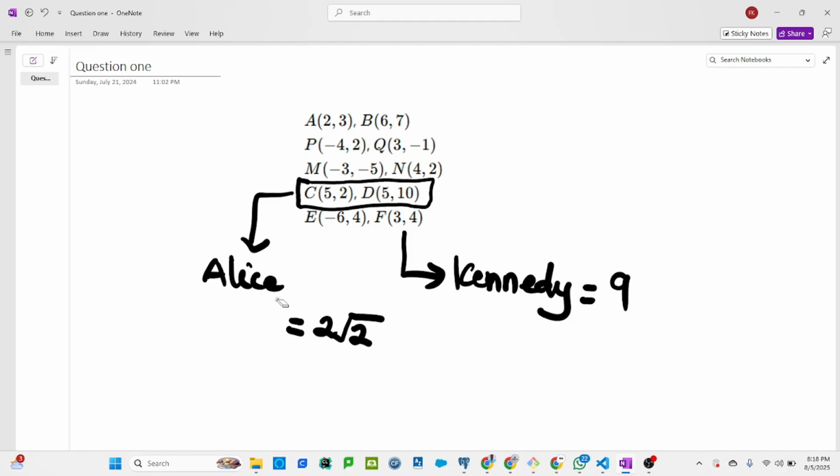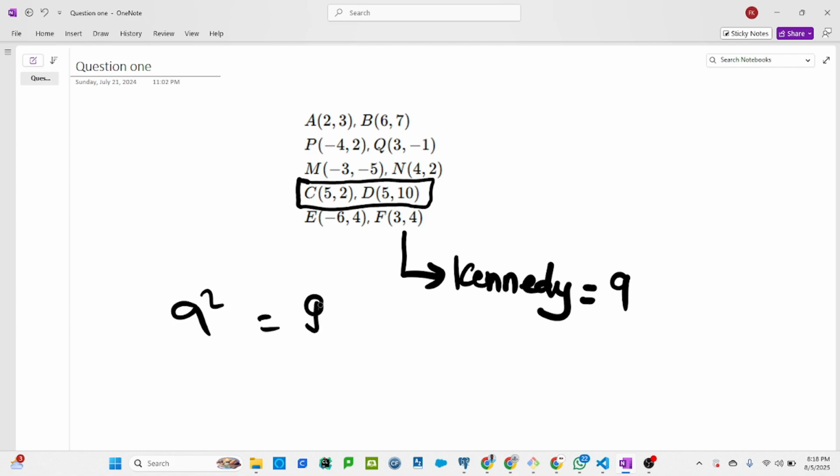Let me go to Kennedy's last question. He says 7 is 9. So 3 and this, that will give you 9. 4 and this, that's 0. So square root of this squared will be 81. So that's 9. That's correct. Okay, well done, all of you.